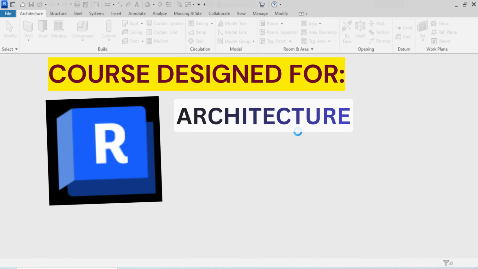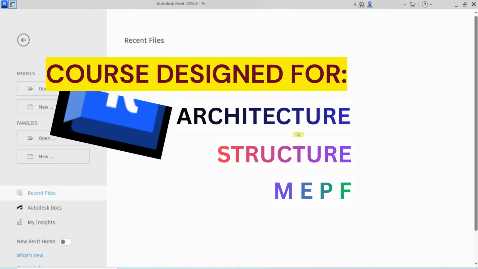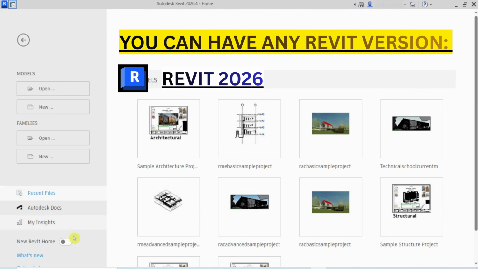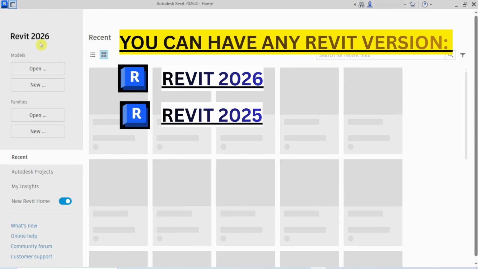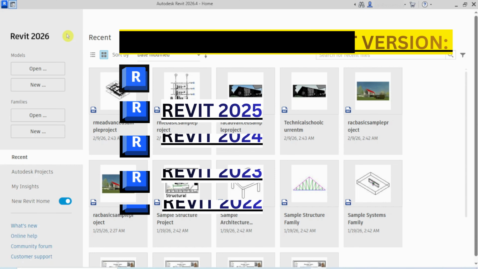For Revit Architecture students, Revit Structure learners, and Revit MEP students as well. I am teaching you in the Revit version, Revit 2026. But don't worry, if you don't have Revit 2026 and you're using any other version, the course is designed in a way it is purely workable for Revit 25, Revit 2024, 23, and other versions as well.